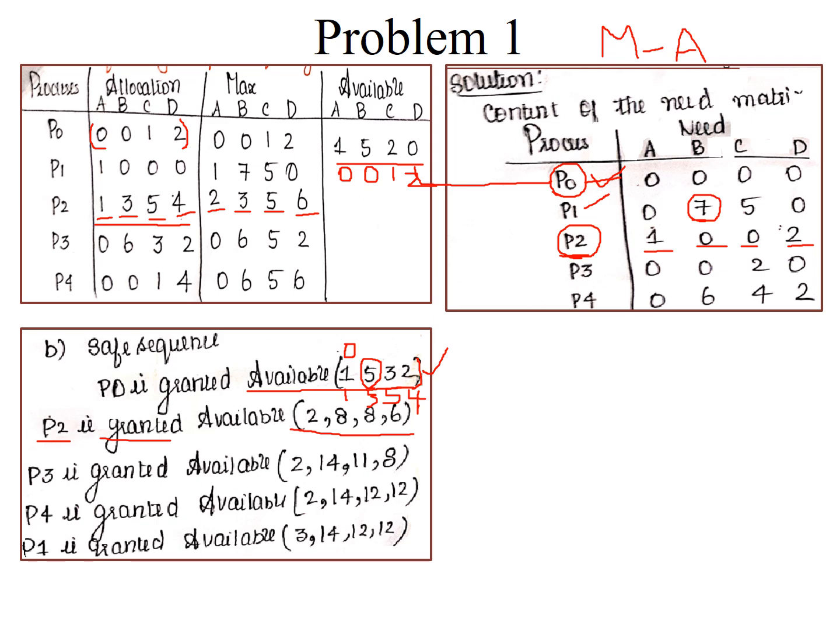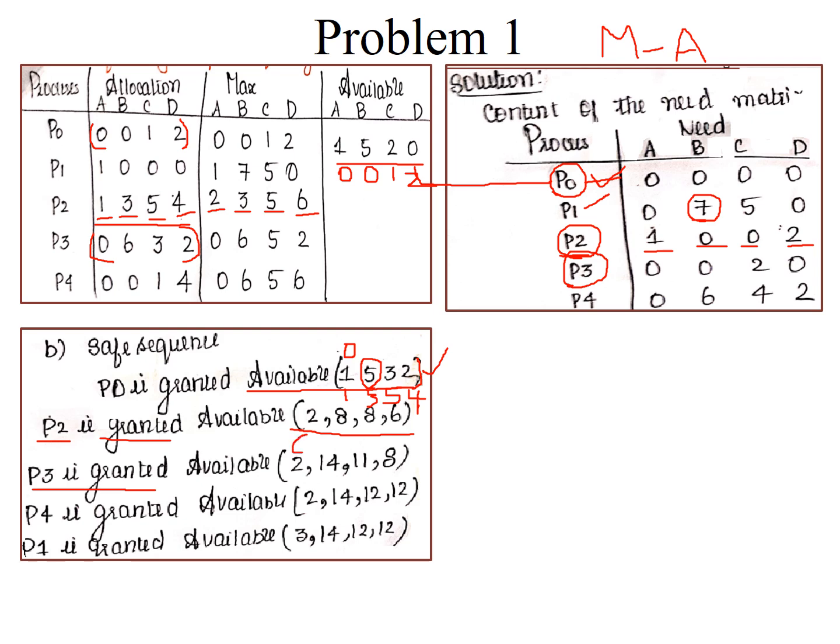So P2 is completed. Check with P3. P3's need is 0020. Yes, P3 is granted now. You can provide 0020 resources for P3. P3 completes the task. Once it completes, P3 has to return its allocated resources, so the availability gets updated with this. The availability is already 2886. P3 completes and returns the resources.